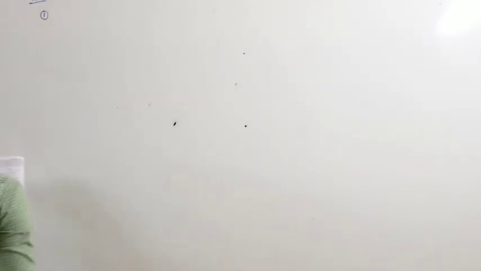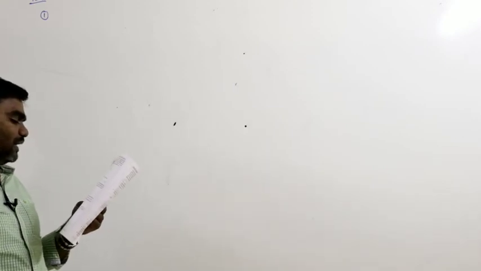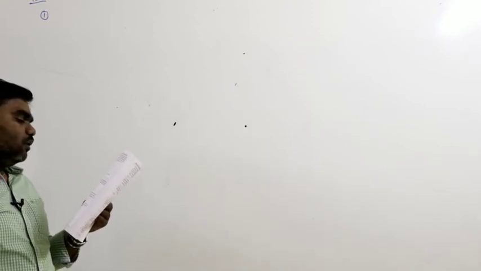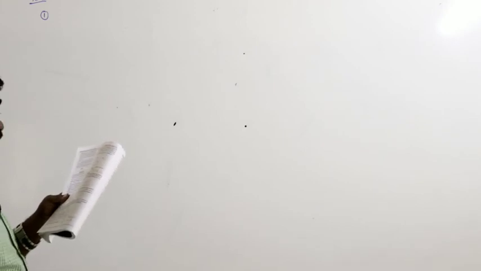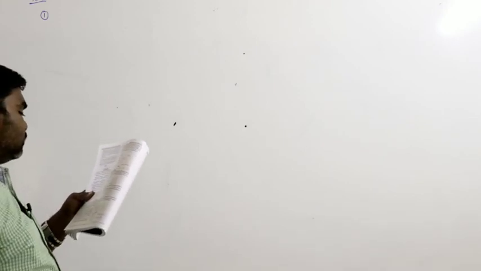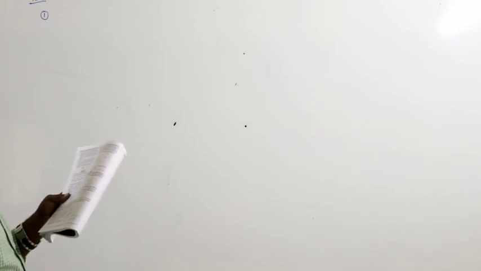See the first question, page number 136. In an experiment with a potentiometer to measure the internal resistance of a cell, when the cell is shunted by 5 ohms, the null point is obtained at 2 meters. When the cell is shunted by 20 ohms, the null point is obtained at 3 meters. The internal resistance of the cell is?